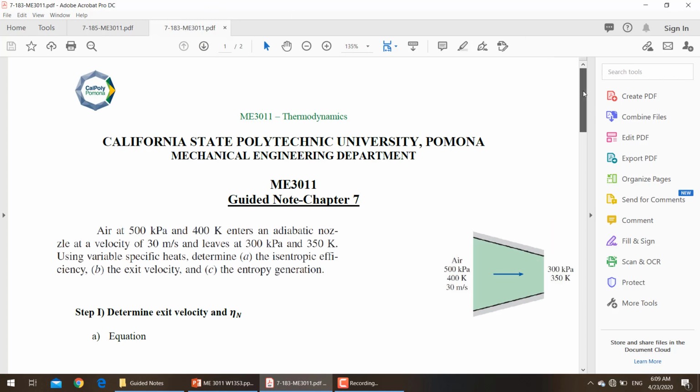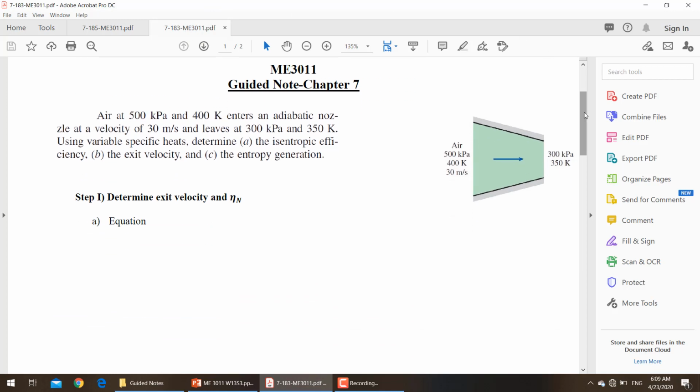So for the second problem, there is air at 500 kilopascals. We have the inlet pressure, we have the exit temperature, and there is an adiabatic nozzle. We have the inlet velocity, and also some information for the exit. You are asked to determine the isentropic efficiency of these nozzles. How? By using variable specific heats, by using this method. Also the exit velocity and entropy generation.